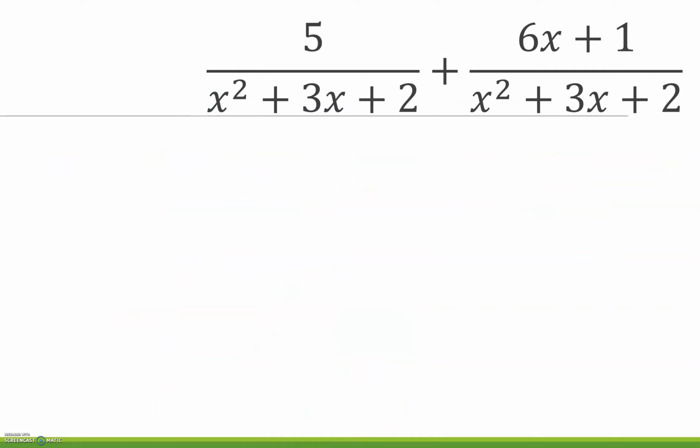Our next one has a little bit more of a complicated denominator. And you might at first think about factoring it, but let's wait until the very end to see if we should factor. Okay, so this time we're adding. And looking at this, they have the exact same denominator. So I'm going to write this as one giant fraction over x squared plus 3x plus 2.